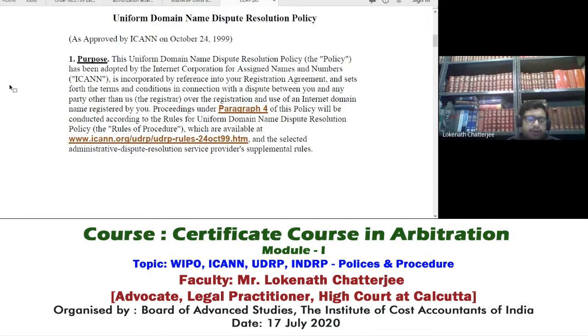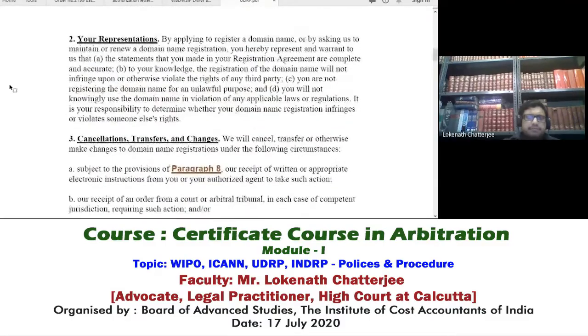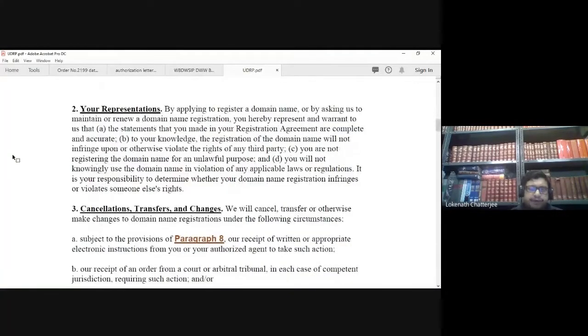Now, apart from the UDRP policy and rules, we also have the supplementary rules. That is something which we will not do in great detail. As you go down, we are talking of representations. One asks for application or renewal of a domain name. A domain name is basically the name of the website, as we can see on the screen.